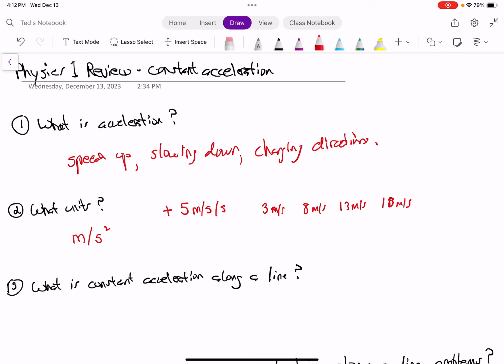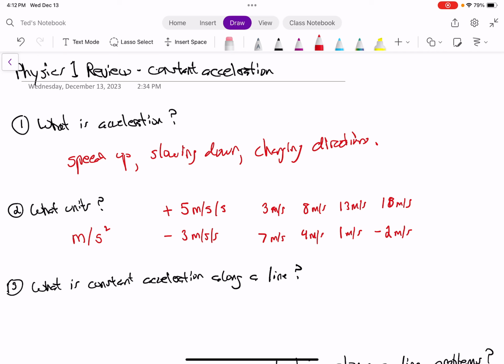You could also have an acceleration of negative 3 meters per second squared. If our initial velocity was, let's say, 7 meters per second, then after 1 second, we would slow down to 4 meters per second. After the next second, we would slow down to 1 meter per second. And then if we continued to have constant acceleration, after one more second, our velocity would have to be negative 2 meters per second, which means we're moving in the opposite direction. We're moving backwards at 2 meters per second.